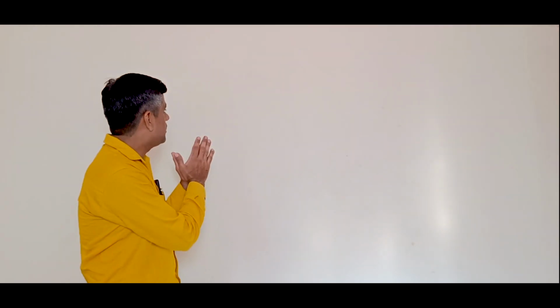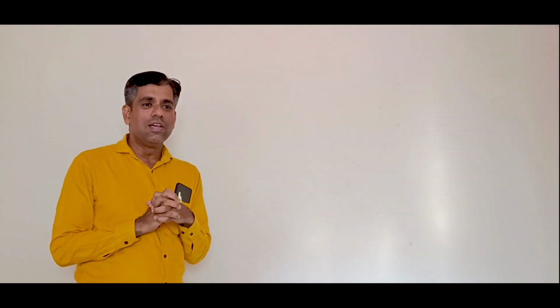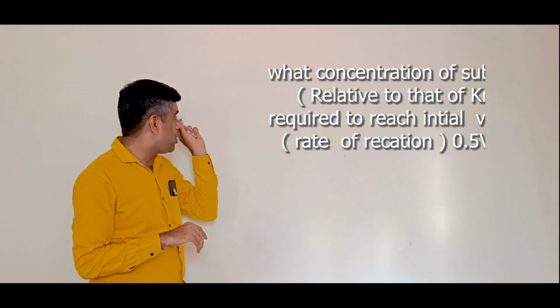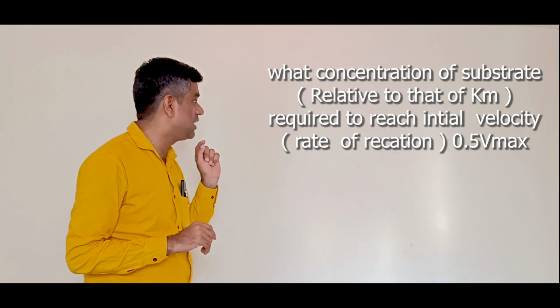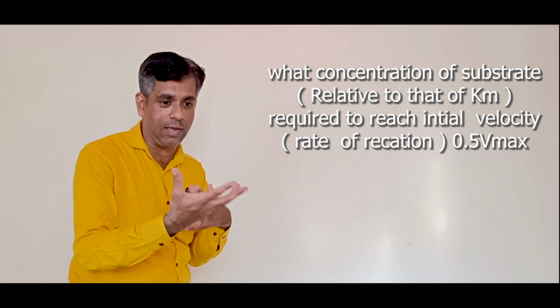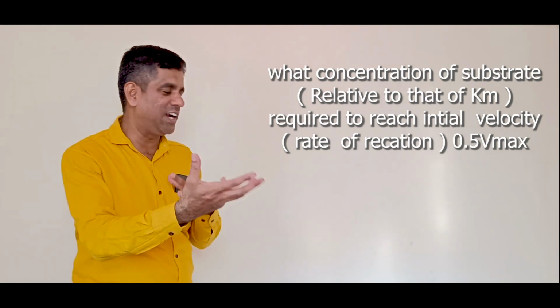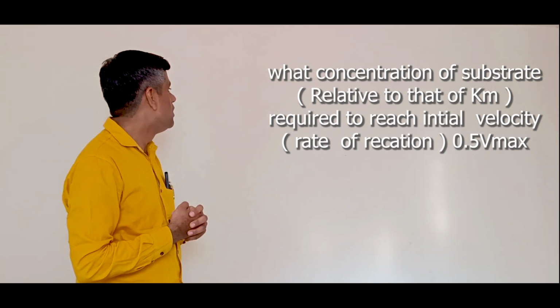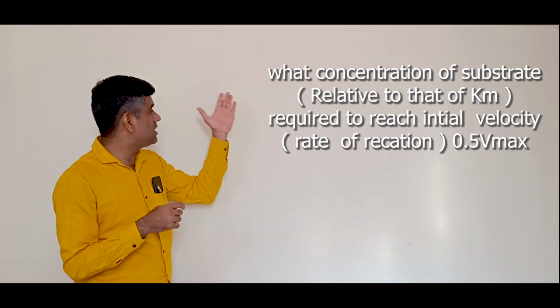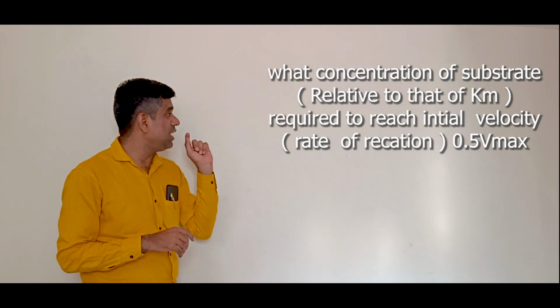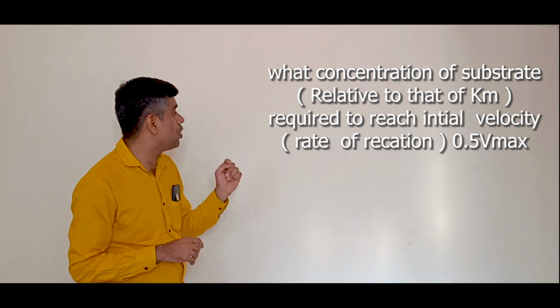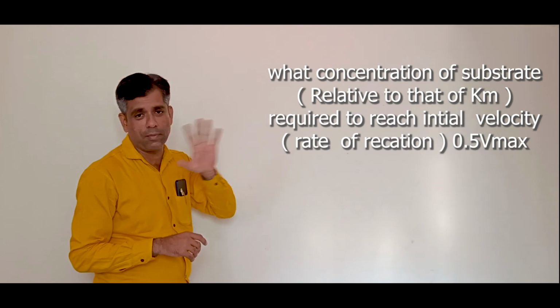So here we have the question. Today's question is: what concentration of substrate, relative to that of Km? So in terms of Km, like half of Km, twice of Km, 5 times of Km, you will get in options. So what would be the value of the substrate relative to Km required to reach the initial velocity of the reaction of 0.5 of Vmax?